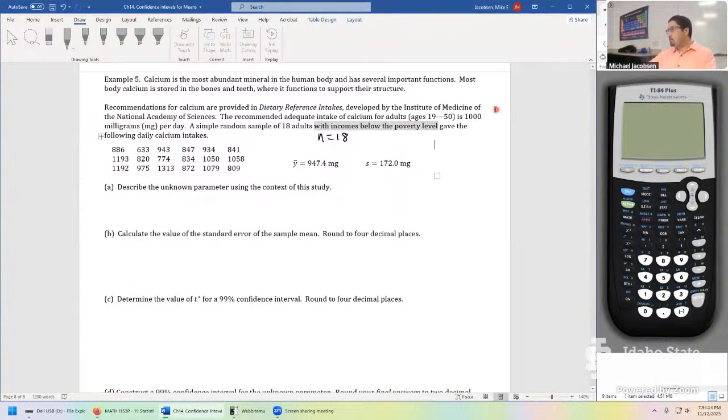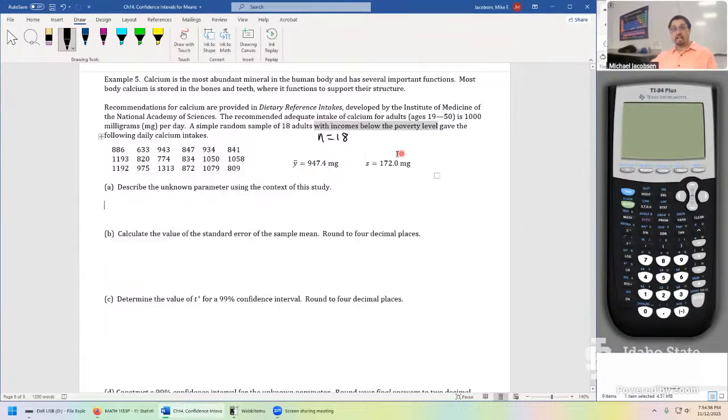We have a benchmark for what adequate intake is meant to be, 1,000 milligrams per day. But these are people who are struggling. They're all below the poverty level. And for this random sample of 18 adults, this is their daily calcium intake. Some of them are meeting the level quite a bit. Some of them are excelling. They have 1313 milligrams per day. But some of them are on the pretty low end, like the 633. So these are people who are potentially struggling quite a lot more, or maybe struggling and making strange dietary choices at the same exact time. There's a lot that could be going on with these data, but we have statistics at least.